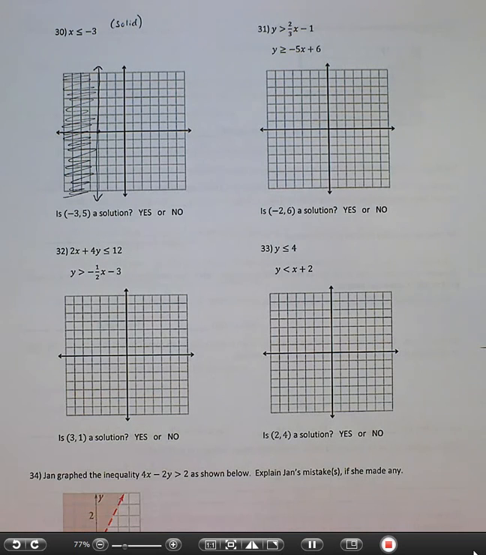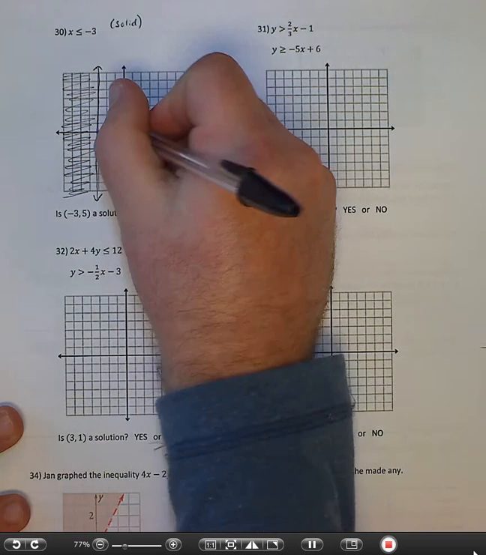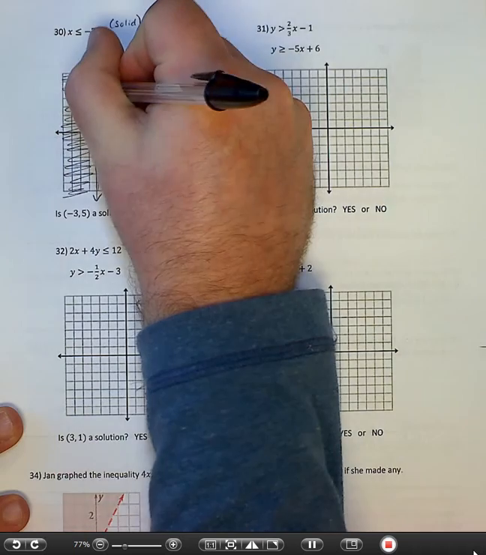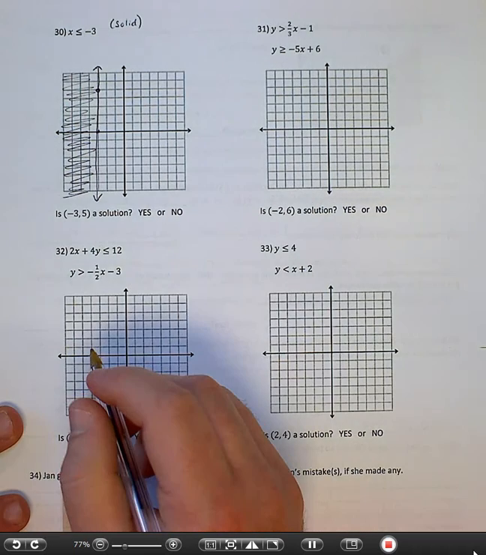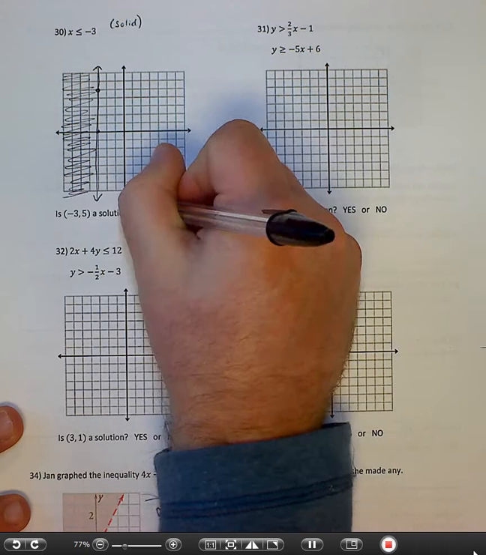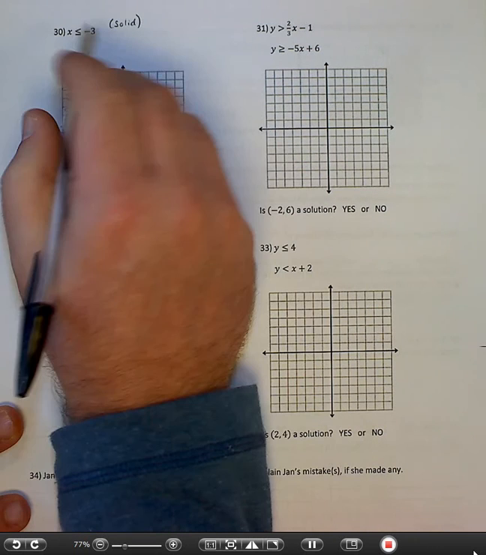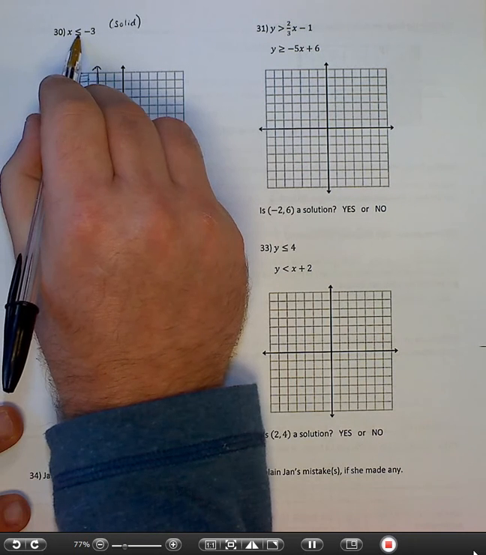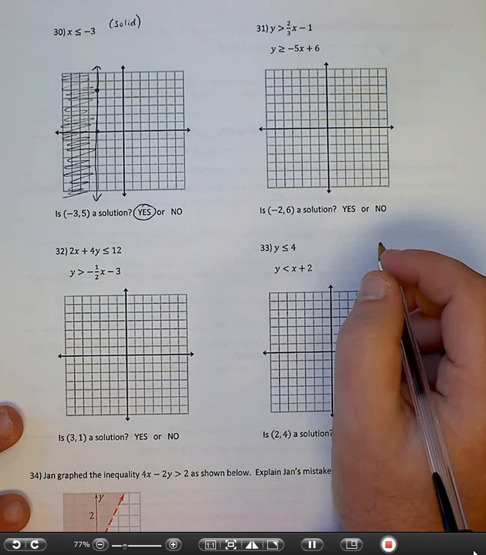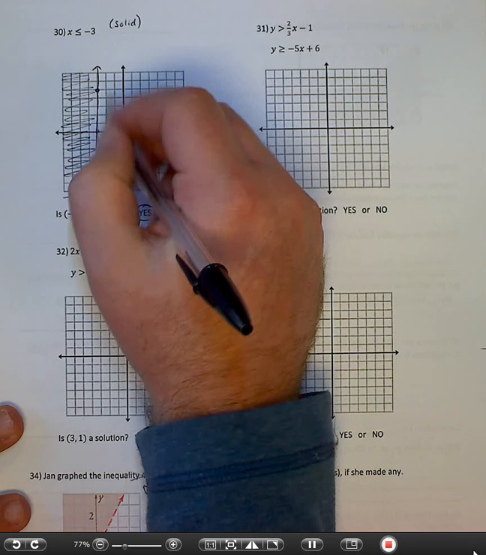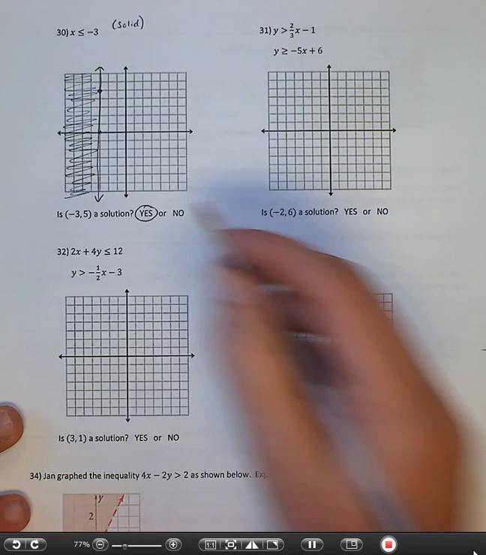Okay. Is (-3, 5) a solution? So (-3, 5) is actually on the line. Is on the line a solution to this problem? In this case, yes, it is. If that were not equal to, then it would be no. Okay? If that were not equal to, then it would be dotted. A point on a dotted line is not a solution.